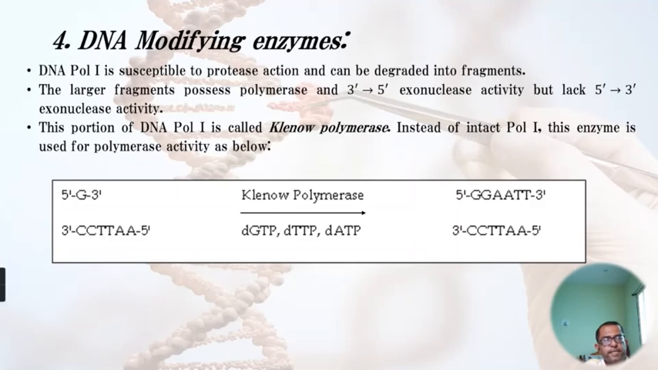This performs the polymerization of the fragments. You can see here, this is the 3' end. When we treat this fragment with the Klenow polymerase, it adds nucleotides according to the template at the 3' end of the DNA fragment. So we are able to get intact DNA fragments by using this DNA polymerase first enzyme. And this is also a DNA modifying enzyme.